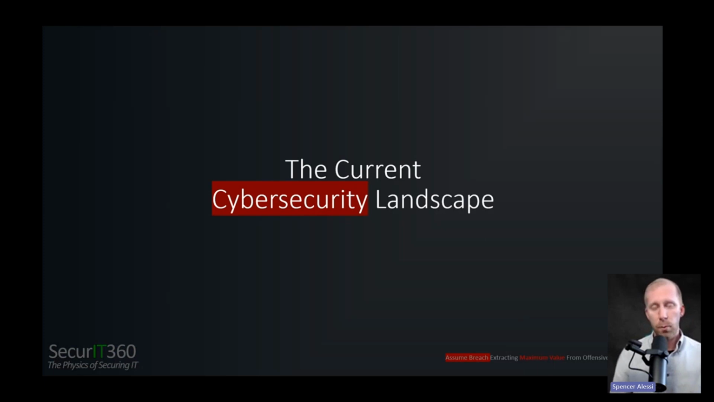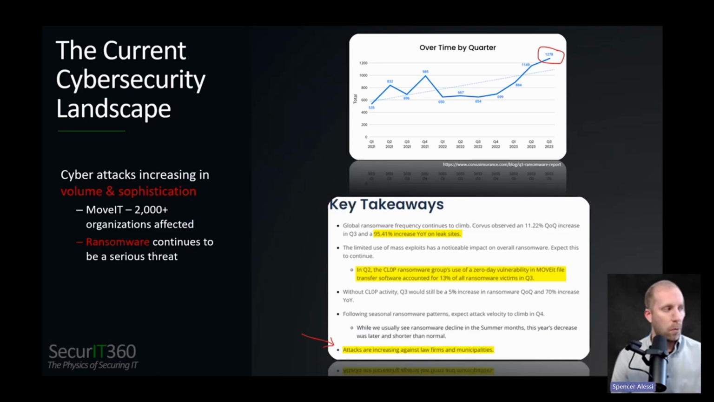Before we dig into assume breach, what that is, what it entails, I think it makes sense to talk about what the current cybersecurity landscape looks like. What are the current threats we're facing today? So today, we have increased attacks. Attacks are not only increasing in volume, they're increasing in sophistication. When we look at things like MoveIt and some of the other major breaches that have hit the news, a lot of them start from zero days, unknown vulnerabilities in systems that threat actors find and abuse on a mass scale. MoveIt affected 2,000 plus organizations.